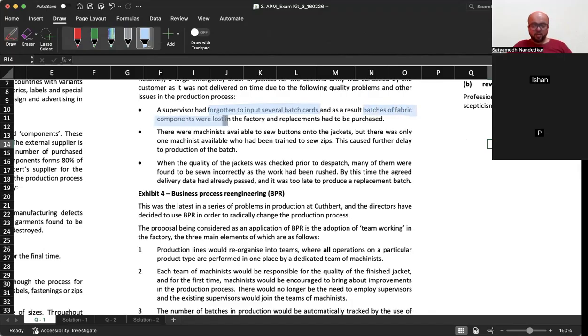Batches of fabric components were lost. Replacements had to be purchased. Okay, he forgot something. So some components were lost and then you had to purchase new ones. So the cost was incurred twice.